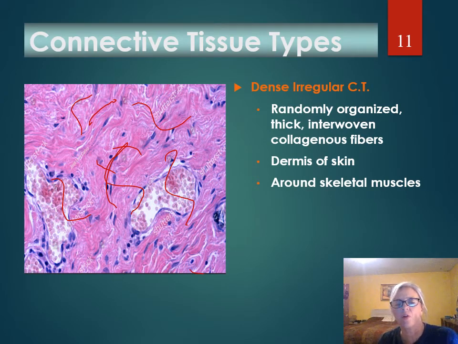So I know I've said it over and over again, but structure determines function, or you could say function determines structure. So the structure here is important because the organization of the tissue allows it to undergo tension forces from all different directions. So you can pull this in all different directions without just completely tearing it apart. It is found in the dermis of the skin and often around skeletal muscles.